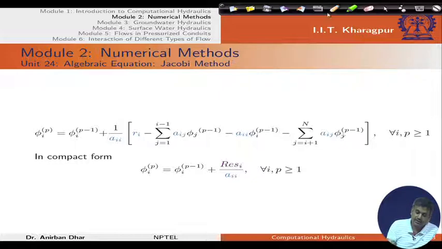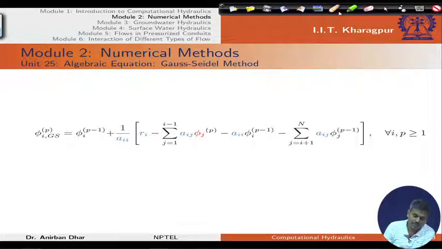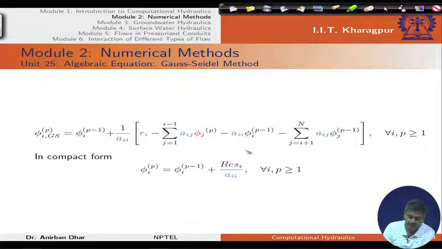Obviously, this residual depends only on p minus 1 level values. But if we consider the Gauss-Seidel method, whatever updated values are available for the problem, we can directly utilize them during calculation. So in this case the convergence is much faster. Obviously, in this case the residual depends on both p and p minus 1.